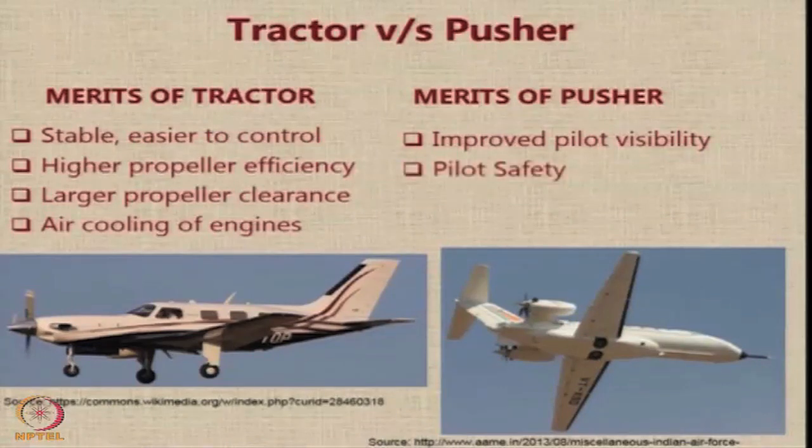In case there is any problem with the engine, this was very common in the earlier days when engines used to catch fire. And if you have the engine right in front of the pilot, and if there is damage or if it catches fire, then the whole problem will be immediately passed on to the passenger cabin. So, from a pilot safety point of view, it is better if the engines are far away and behind you, so that in case of any problem with the engine, the pilot is not directly injured or affected.